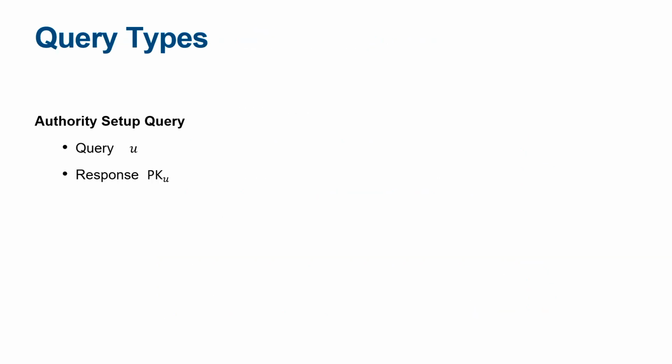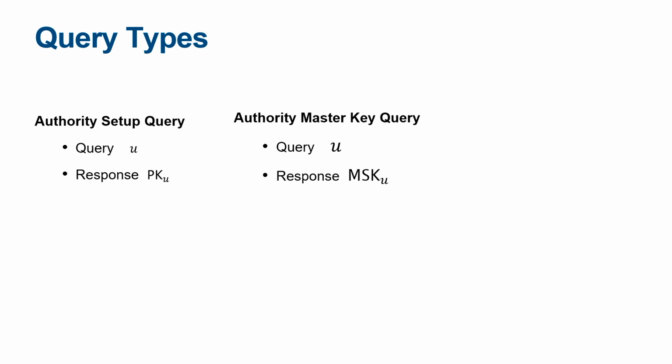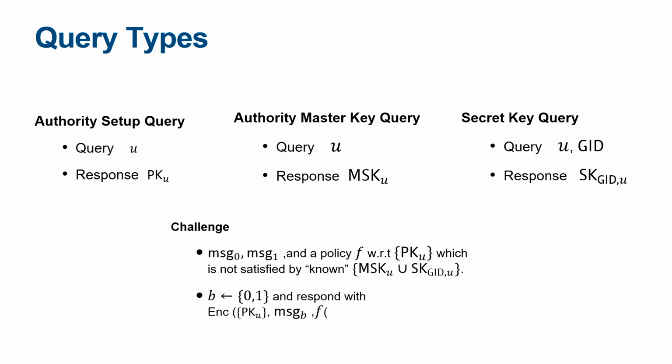Let's see what kind of queries we can do. There are three kinds of queries. The adversary can say, okay, I want to generate the following authority, so set up the DMV authority. It gets back the public key. The challenger keeps for himself the master secret key. The adversary could corrupt an authority. So he could say, okay, give me the master secret key of this authority, and he gets back the master secret key. And he can just say, okay, give me a secret key for a particular GID with respect to a non-corrupted authority. And he gets back the secret key with respect to the authority and the GID that he asked for. And the challenge is what you would expect: two messages and the policy. And the policy should not be trivially satisfied by the keys that the adversary holds, of course.